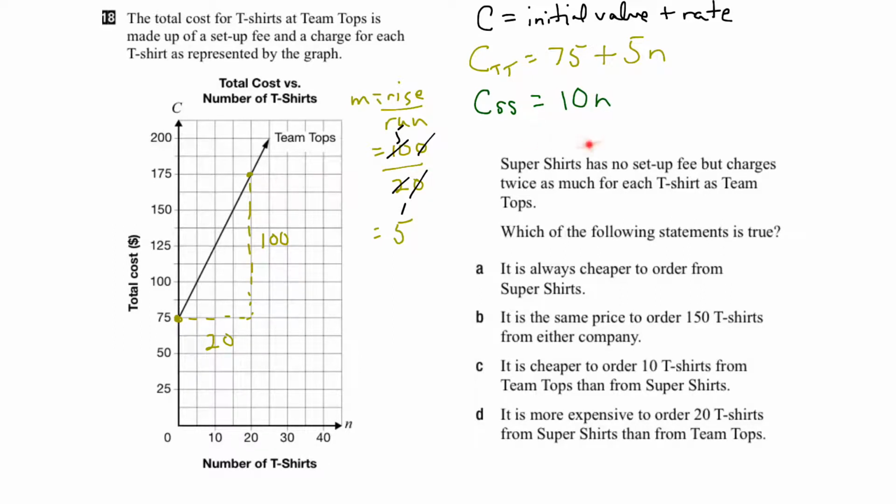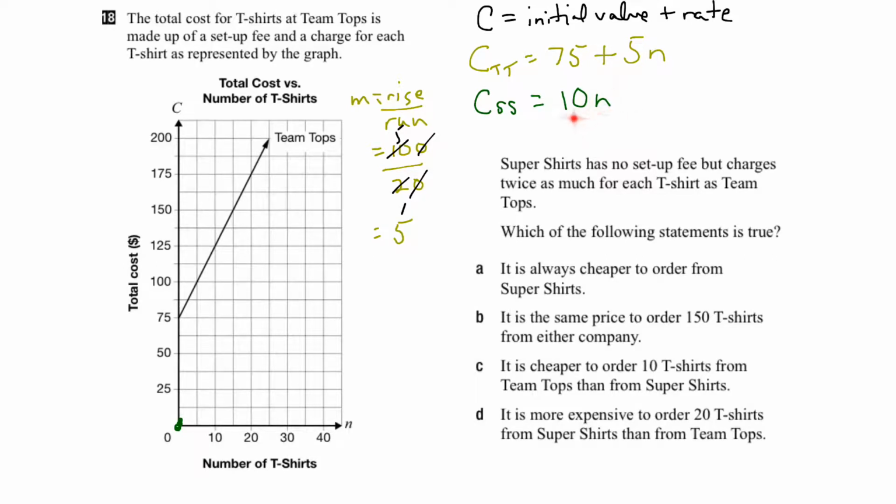Now that we have the cost equation for Super Shirts, let's graph that line. It is a linear relationship. And then compare Team Tops to Super Shirts. Let's take this out here just to give us some room. Okay, so if we have no initial setup fee, the initial cost for Super Shirts would be 0, that point down there.